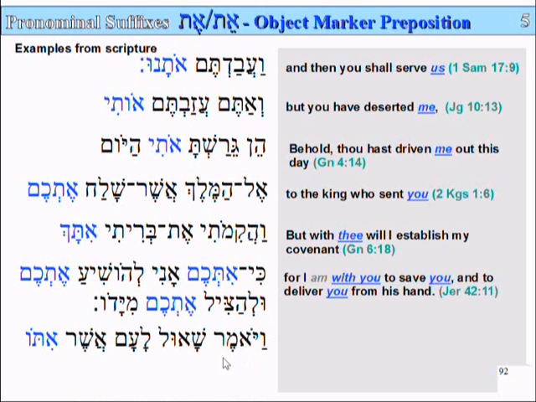Vayomer, a very common expression, and he said. Amar means to say, va means and. Vayomer Shaul, and Saul said, la'am, to the people. Am means people. La'am asher etol, and to the people which were with him. No word for word, but it's implied, etol, with him. Then said Saul unto the people that were with him, Vayomer Shaul la'am asher etol.